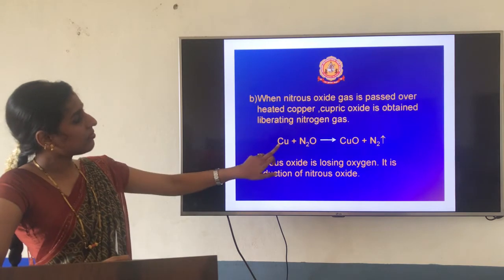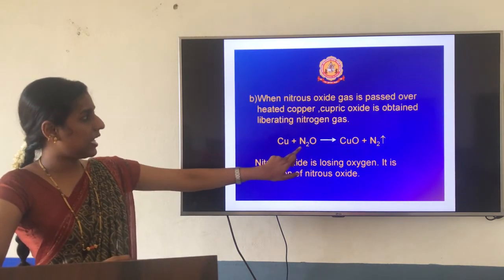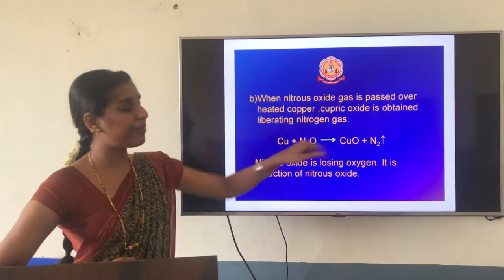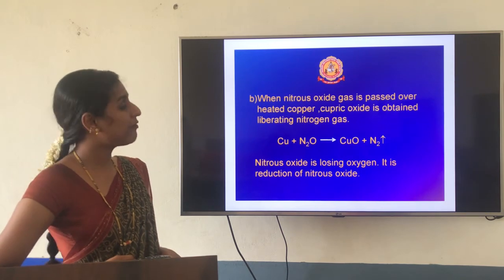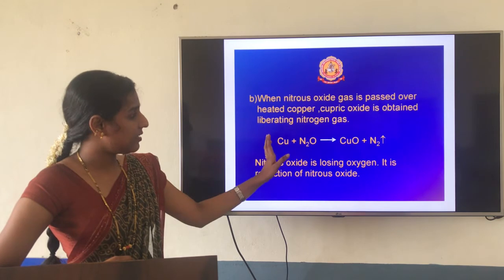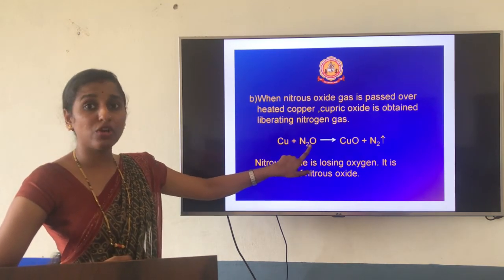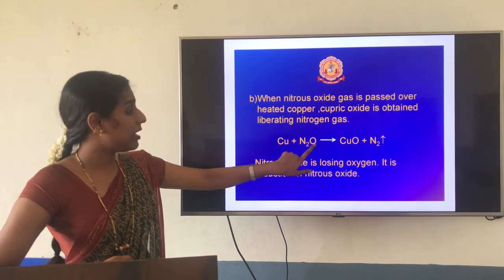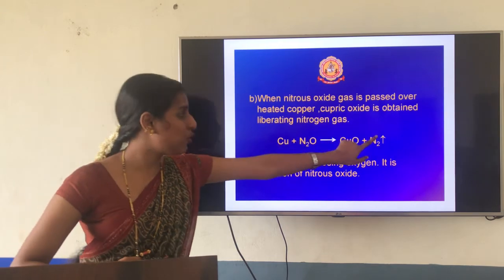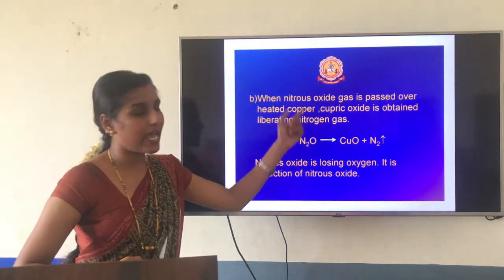Next, when nitrous oxide gas is passed over copper, you will get cupric oxide as a product. So here what is happening? It doesn't have a hydrogen term, so it has oxygen, and you can go with the oxygen term. Remember, see here, oxygen is present with the nitrogen, but when you get the product, you get just nitrogen gas. So oxygen has been removed.